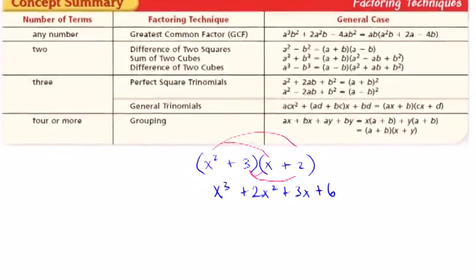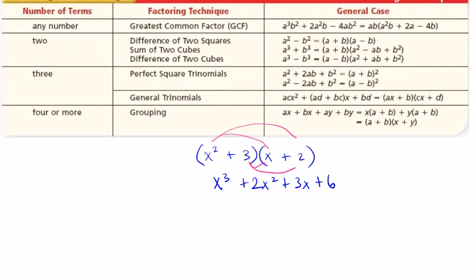Now the way factoring by grouping works is we're going to group these first 2 together and these second 2 together. And we're going to factor out the GCF from each of those. And so for example, the GCF between x cubed and 2x squared is x squared, right? And then we put our leftovers back inside. So our leftovers would be x plus 2, right?